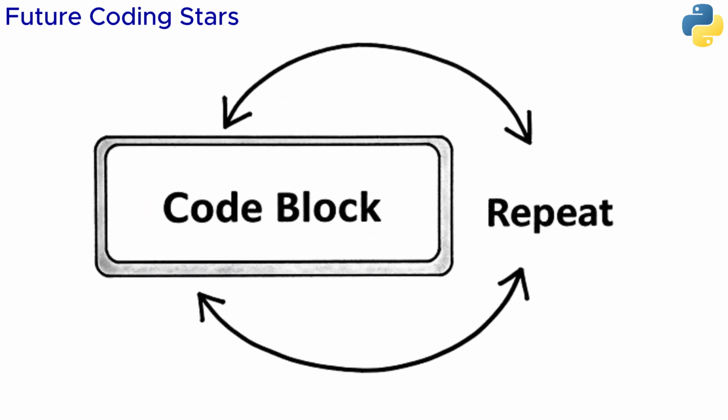So at its core, why do we use loops? Simple. They let us run a block of code multiple times without having to write that block over and over again. Think of it as giving your computer a set of instructions and saying, do this X times, or do this until something specific happens.